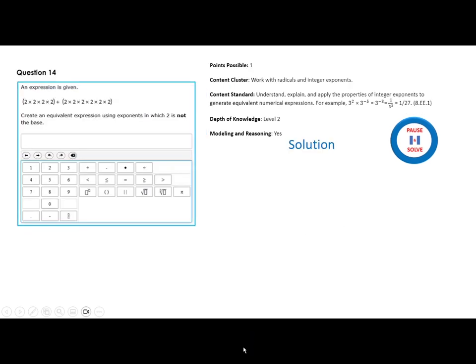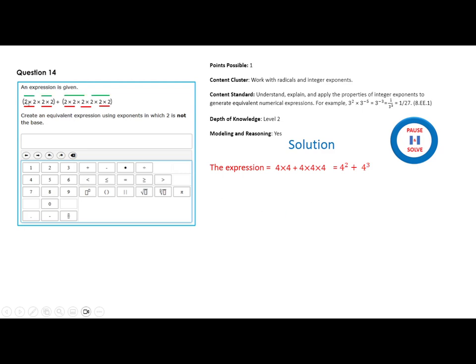An expression is given: 2 times 2 times 2 times 2 plus 2 times 2 times 2 times 2 times 2 times 2. So a lot of 2's here. Create an equivalent expression using exponents in which 2 is not the base. 2 is not the base. So you notice you can group these 2 times 2, 2 times 2, 2 times 2. So that would be here 4 times 4, 4 times 4 times 4. So you get 4 squared plus 4 to the power 3.